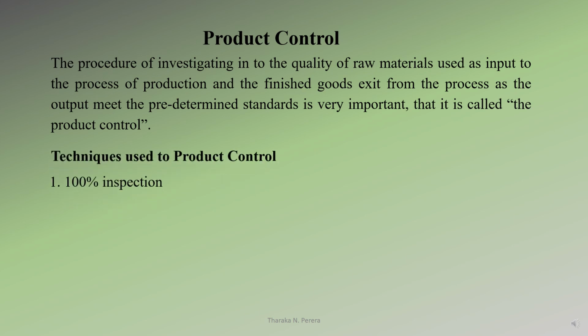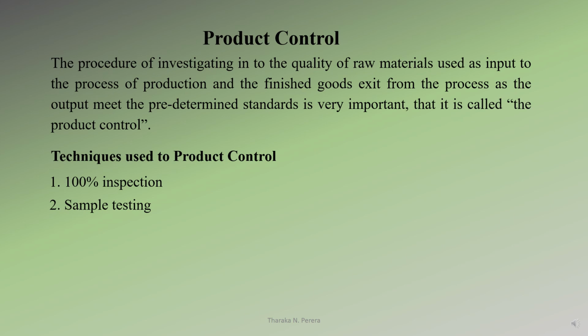The first one is 100% inspection. As we mentioned earlier, in some situations all the units in the batch can be checked. Determining whether the batch is accepted or rejected by checking all units is known as 100% inspection. This is also known as exhaustive inspection. This is a very expensive and time-consuming method, and also it is not practical when the test is destructive in nature.